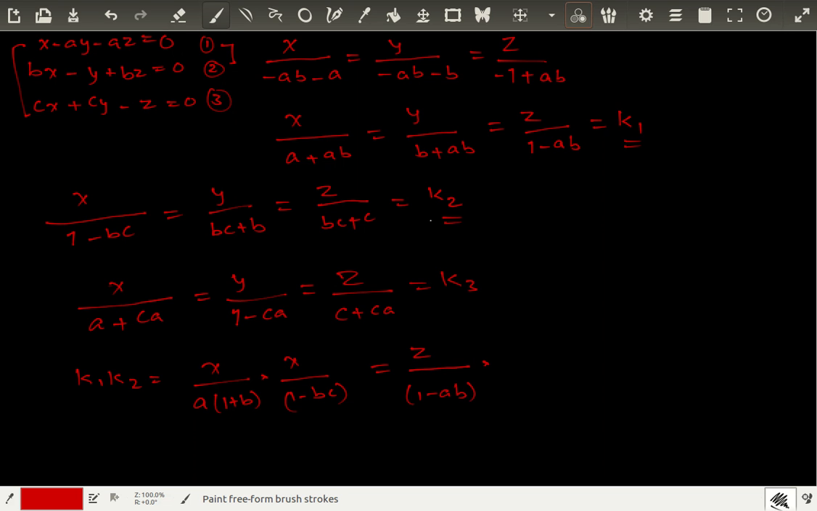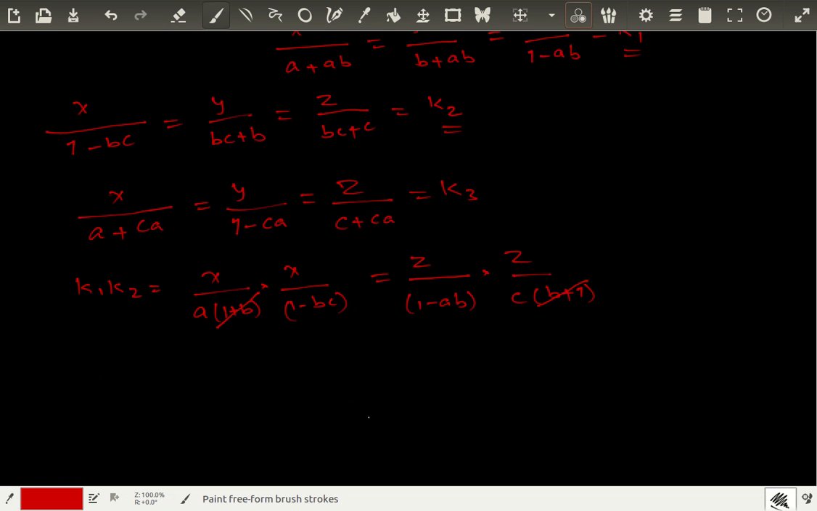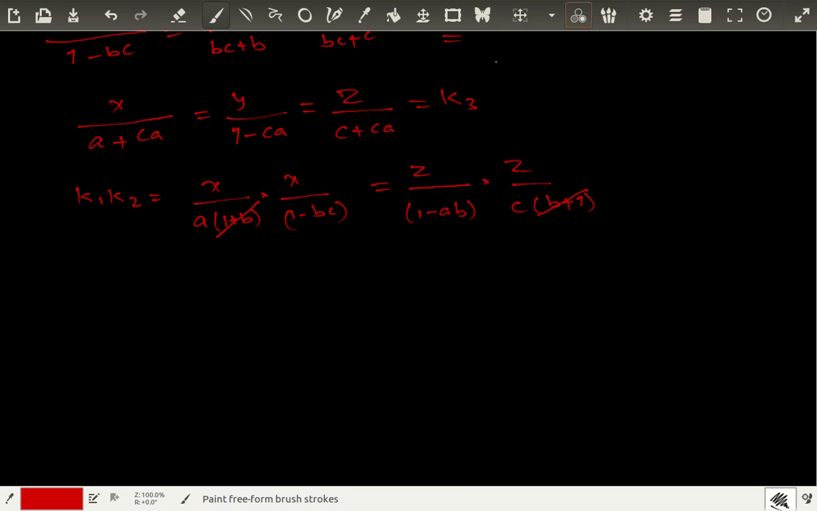And what is K2 here? K2 is z over c times, you take c out and get b plus 1. So what we see is that this b plus 1 and this b plus 1 can cancel each other, assuming that b is not equal to minus 1. I hope you already know that whenever you are dividing or cancelling like this, you always tacitly assume that this term is not going to be 0. Division by 0 is not allowed.